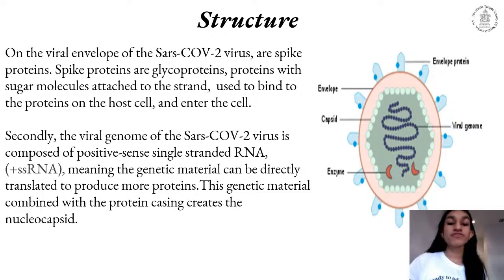On the viral envelope of the SARS-CoV-2 virus are spike proteins. So what's so special about these spike proteins? Well, spike proteins are glycoproteins, and these proteins have sugar molecules attached to the strand and are used by viruses to bind to the proteins on the host cell and enter it.